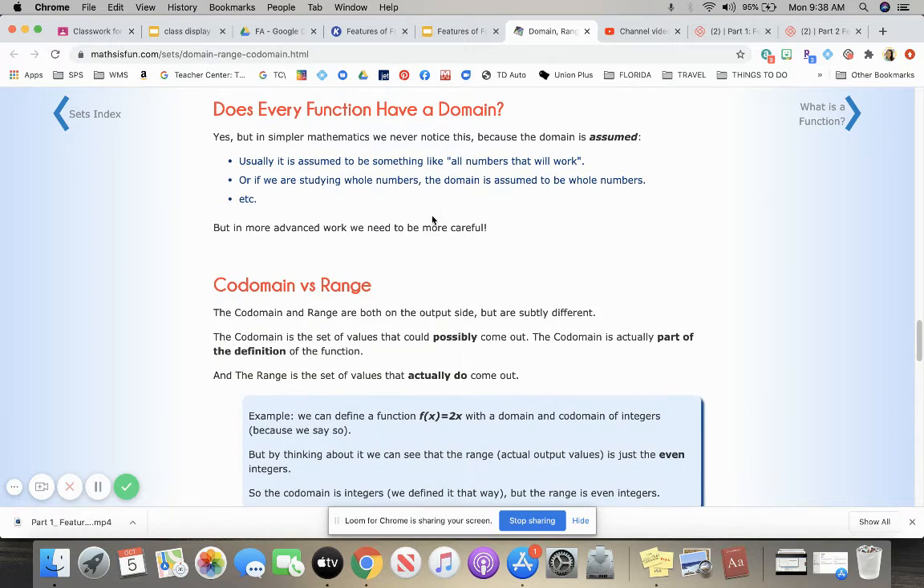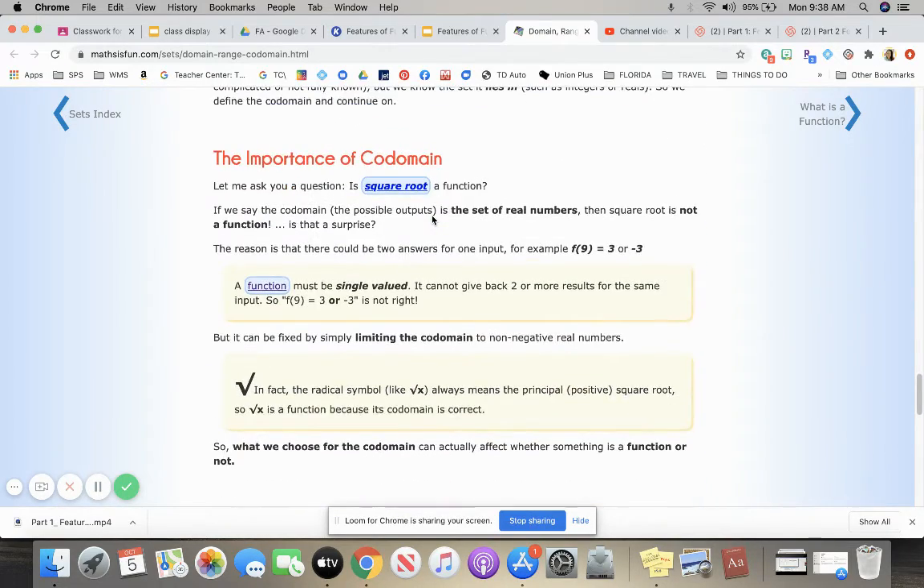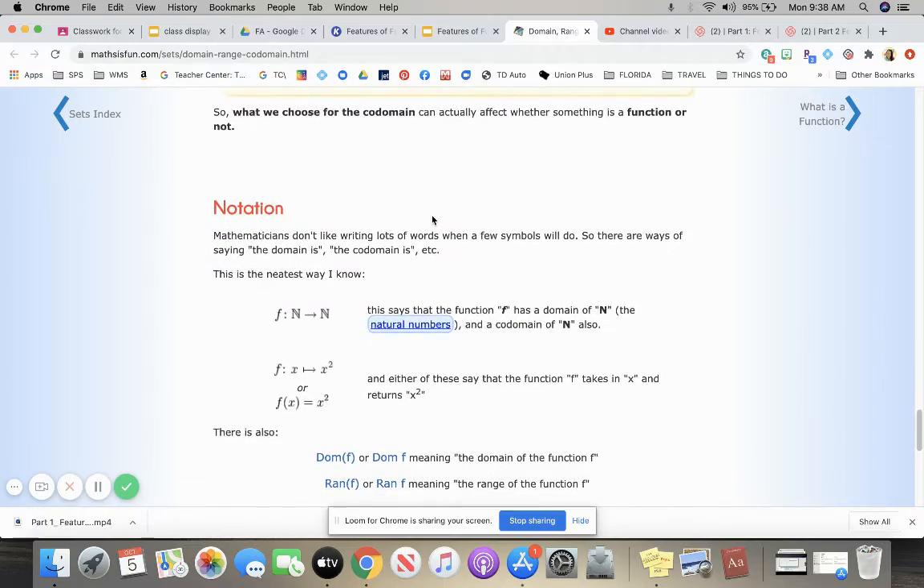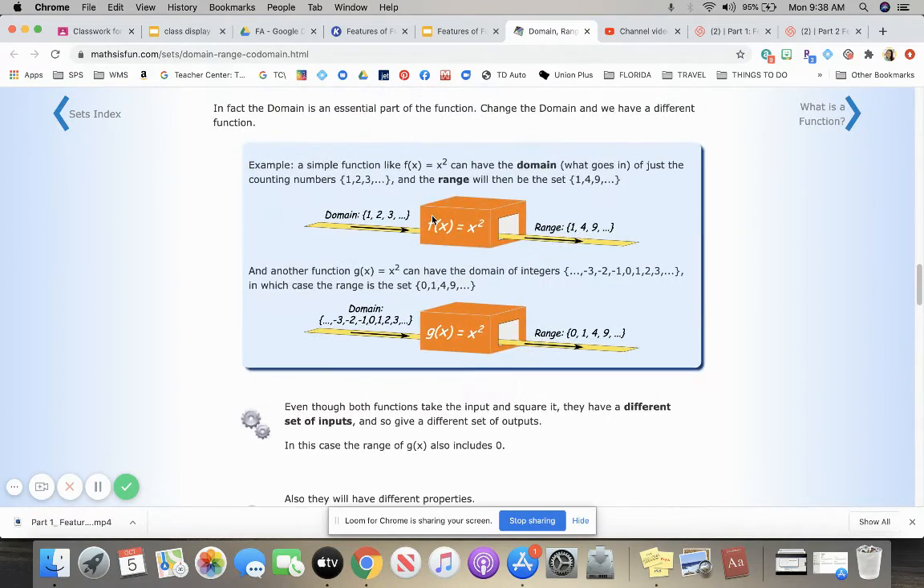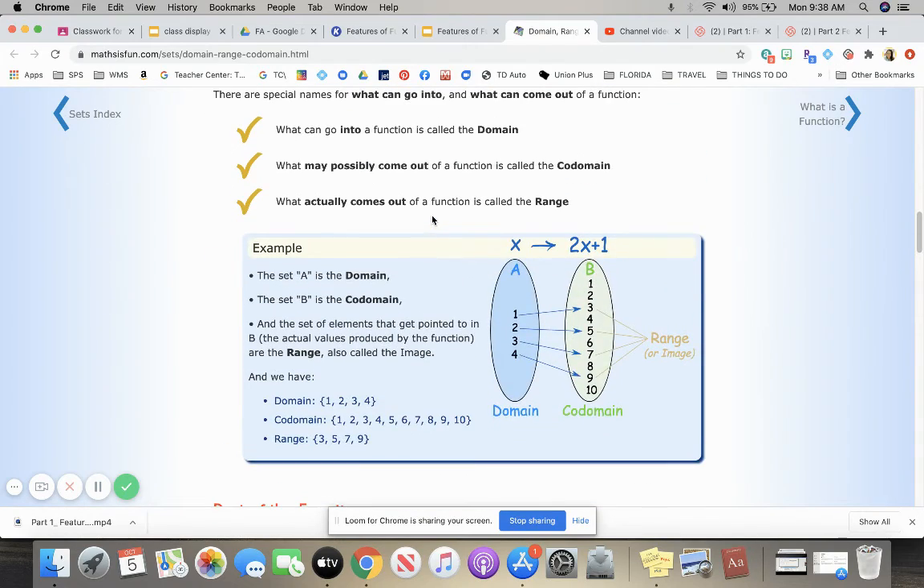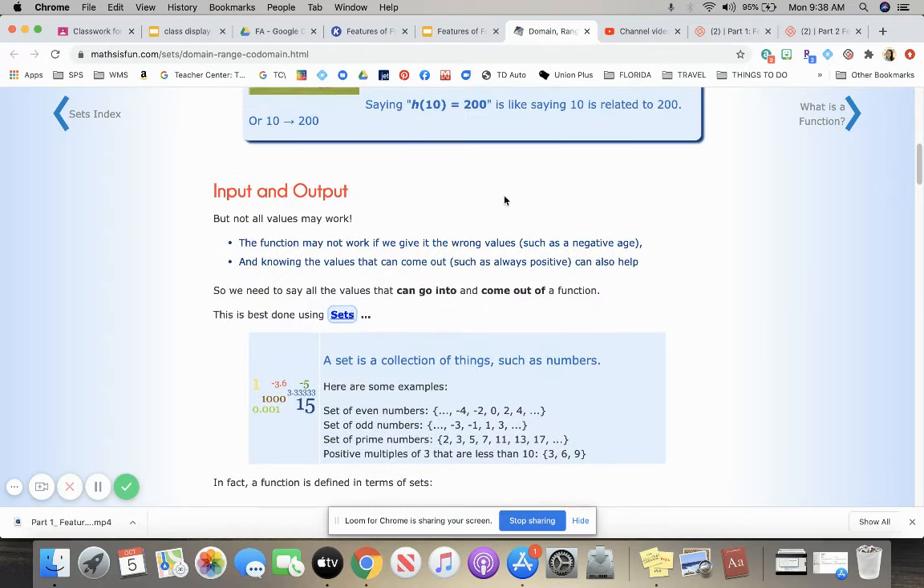Does every function have a domain? Yes, but it's simpler mathematics. We never notice this because the domain is assumed. So yes, they all have domains. And that's kind of it for that. So if you want to look at this, you can, to get a better understanding if you weren't understanding domain and range before.